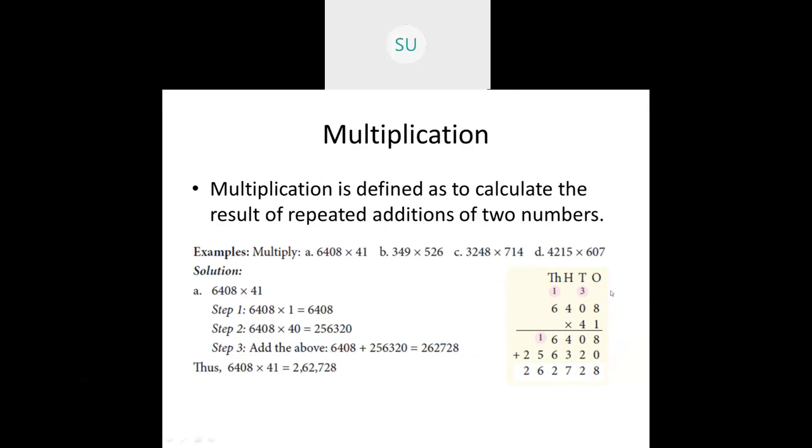Now here, if you see this tableau or column-like thing, this is how you do multiplication in column method. So first you write all the numbers in their place values, then you multiply. So first they are multiplied with 1. Okay, you got 6,408. Then they multiply the number with 40. Okay, so you write a 0 here under 1's place and then multiply the number with 4. And then you add the two numbers, you'll get your answer. Okay, so this is how you do multiplication. Okay, so this was one example.